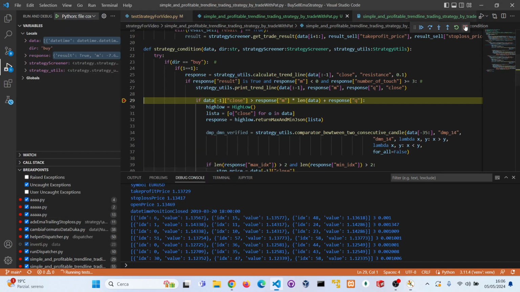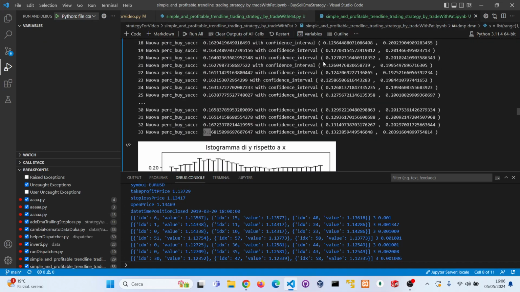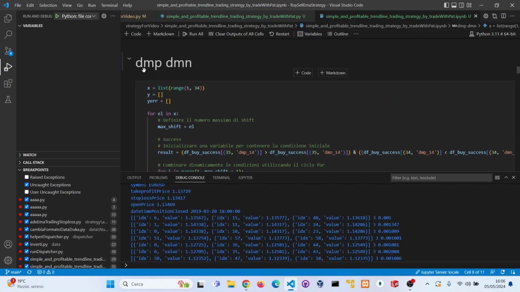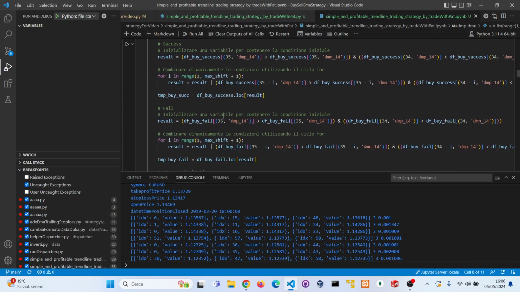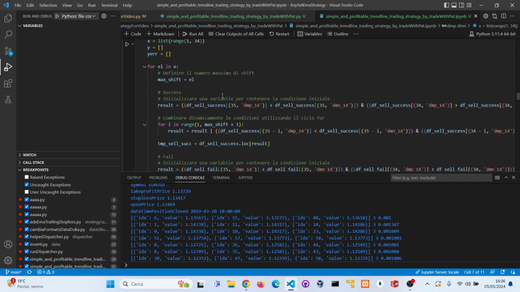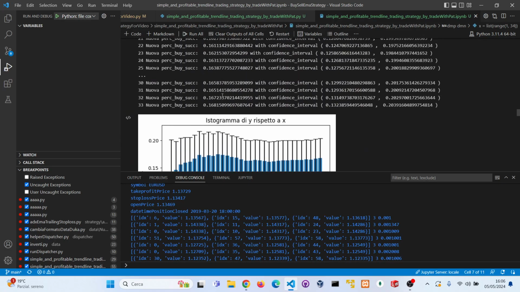But now let's try to improve the strategy. In order to improve it, I have tried two criteria. One is to check for a DMP and DMN crossover. If you don't know what it is, these are two sub-indicators of the ADX. Check it on the internet if you don't know what the ADX is. As you can see, you would have been profitable by checking it in the last 33 plus 1 candles, because you have to add 1 to this number. And also for the sell trades.